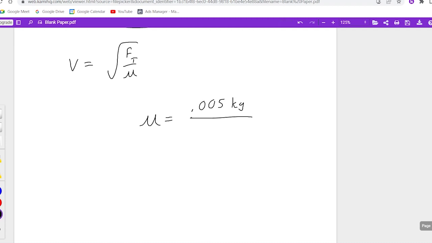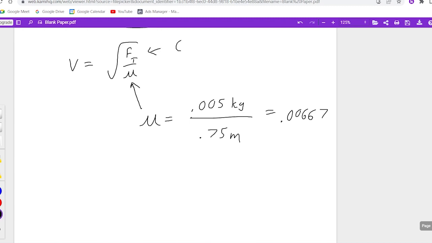Divided by the length, which is still 0.75 meters. I plug this in my calculator and I'll get 0.00666 repeating, so 0.00667. And I don't even care about the units. I typically only worry about the units for the final answer. So that's going in the denominator right here for mu.